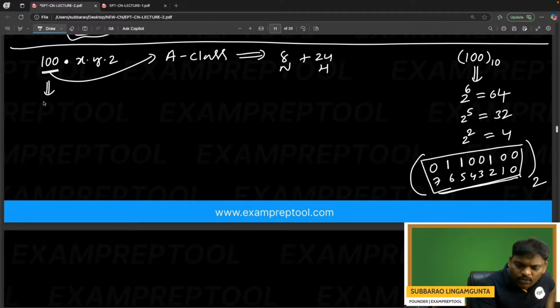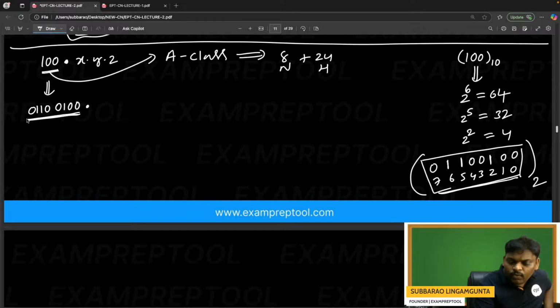So if you observe clearly, 0 1 1 0, next one 0 1 0 0. So in the first octet I have written 100. Everyone listen: the network part is 100.